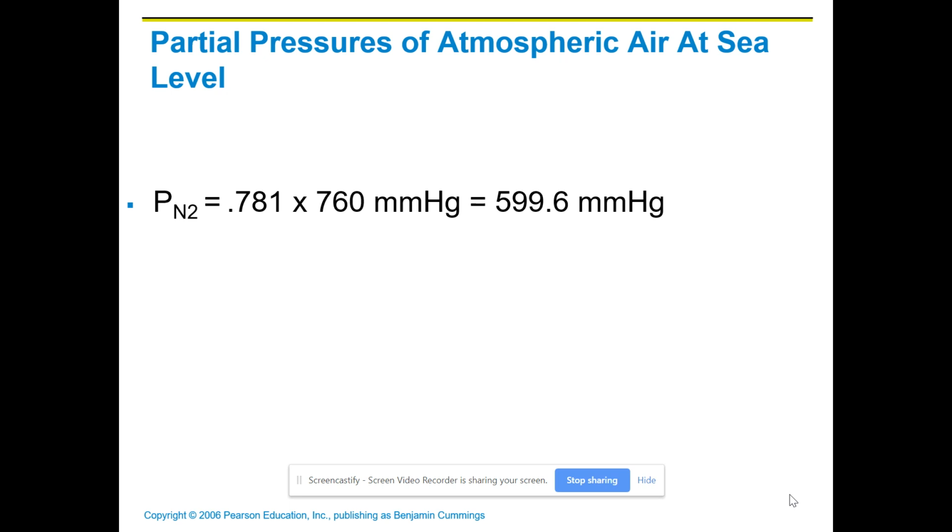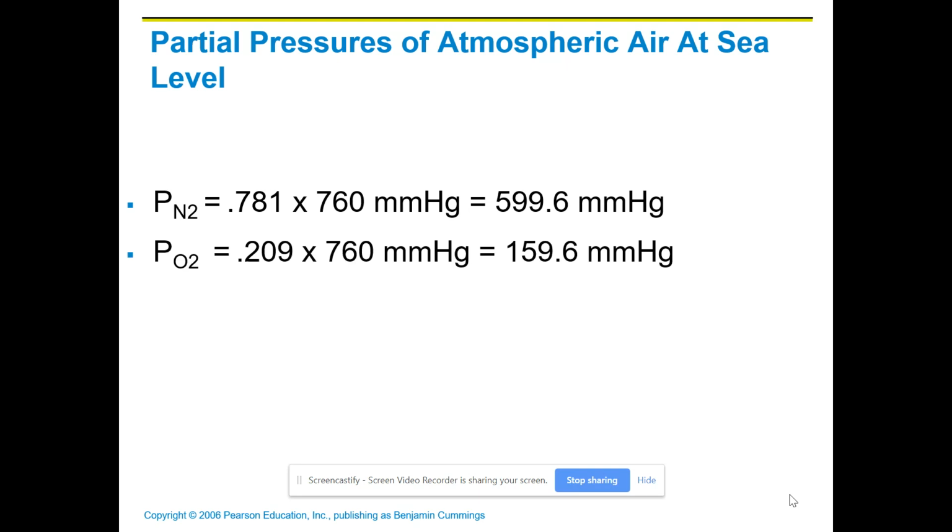Remember, at sea level, the total pressure is 760 millimeters of mercury, and that nitrogen composes 78.1% of the total. So if I want to know the partial pressure of nitrogen, I multiply 0.781, 78.1%, times the total pressure at sea level, 760 millimeters, and I come up with the partial pressure of nitrogen at sea level. So the partial pressure of nitrogen at sea level is 599.6 millimeters of mercury.